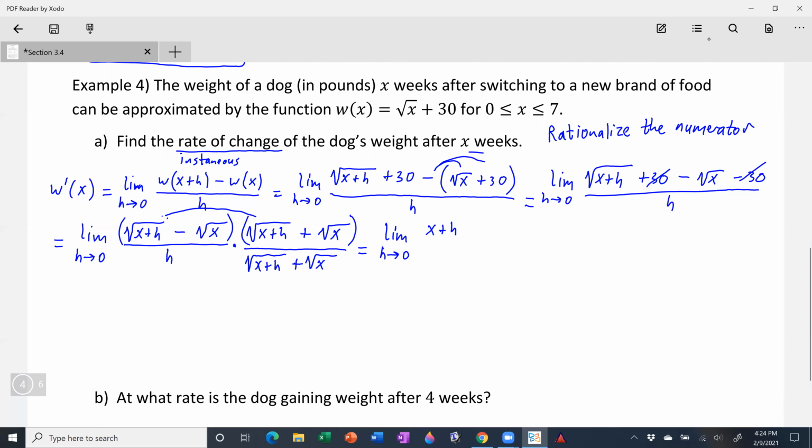Okay, and then here's where it gets a little bit crazy. I guess I'll write it all, but we'll see how it'll cancel nicely. We'll have root of x plus h times root x. So I'll just write it like this: root x times root x plus h. This part's not really necessary, but I want to show you where everything goes.